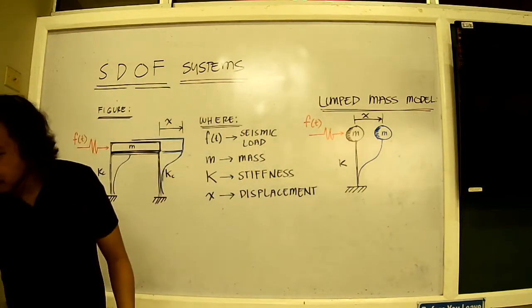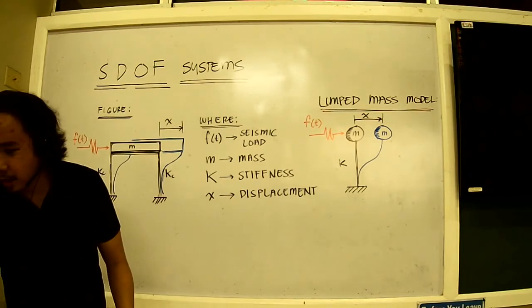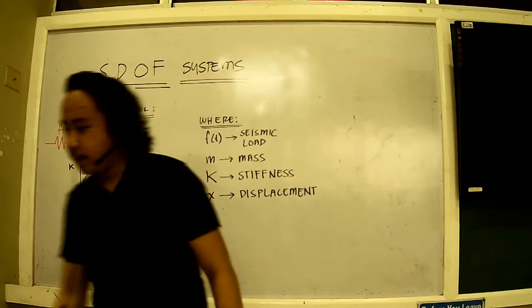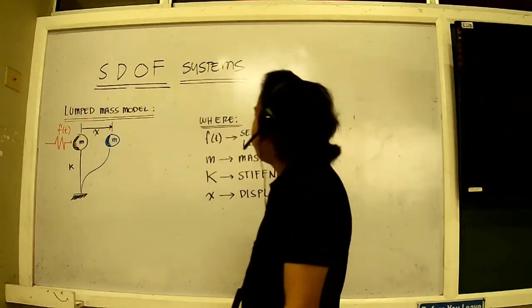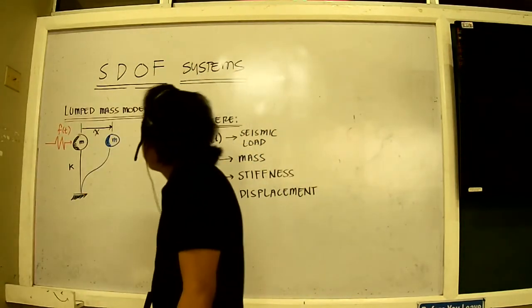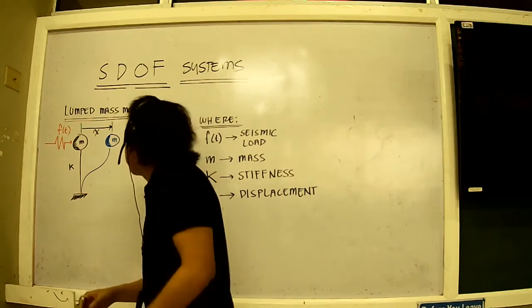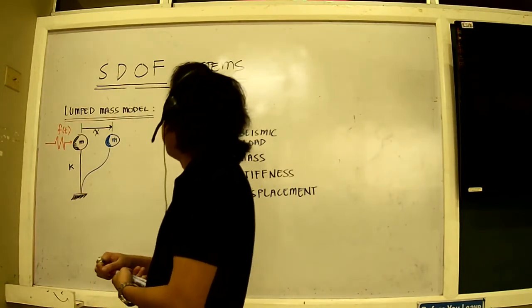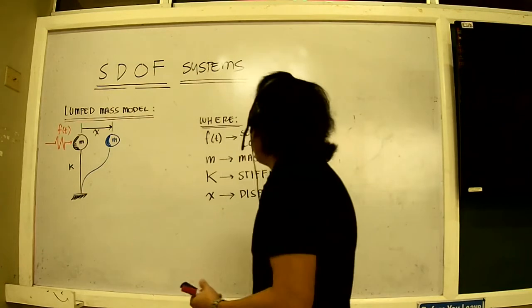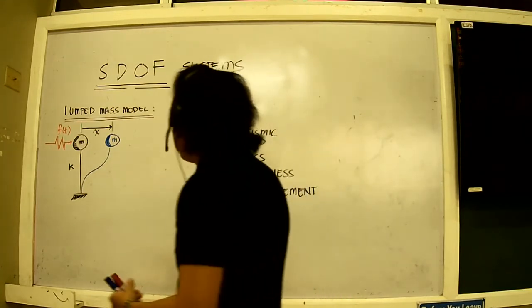I'll just pause this video and then, okay. Talking about the lumped mass model, it still retains the stiffness K of the original structure, and also the displacement, as well as the forcing function known as the seismic load.